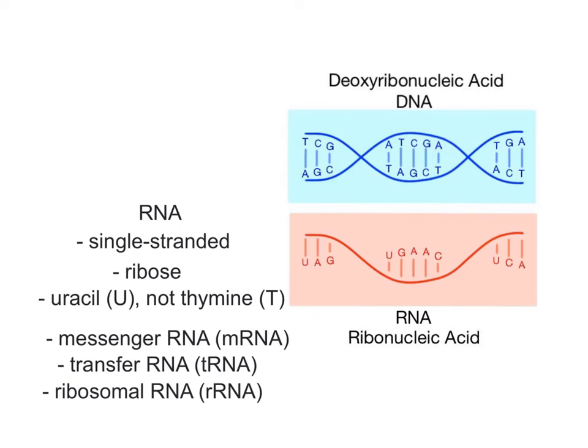There are three main types of RNA found in cells: messenger RNA, abbreviated mRNA, transfer RNA, or tRNA, and ribosomal RNA, or rRNA. Each of these RNA molecules play specific roles during protein synthesis, which we will explore in the next unit.